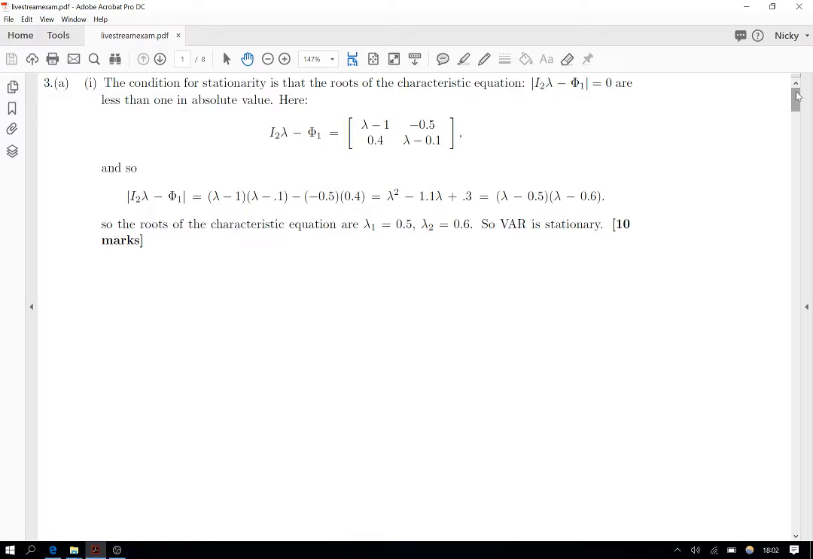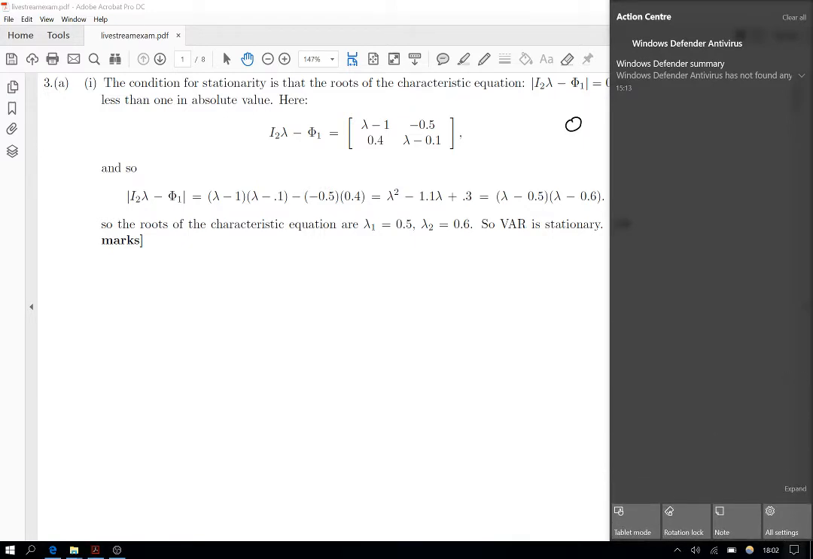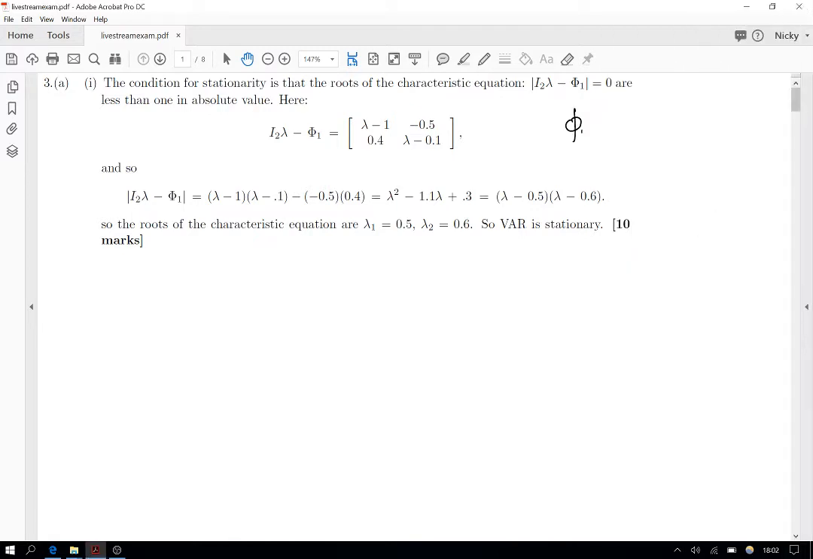Okay, so question 3A from last year. We've got a model in equation 7, a VAR(1), and we're given the phi1 matrix. If you've got the question with you, you can see the phi1 matrix, and it asks us to verify whether or not yt is a stationary process, being sure to show all relevant mathematical working in your answer.